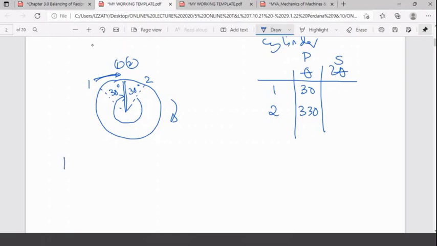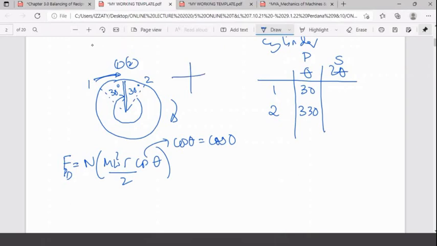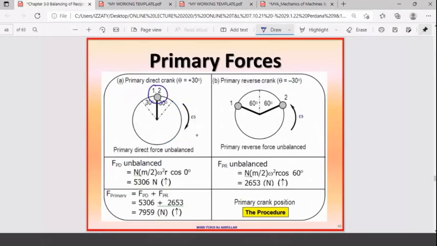Same thing. The equation is F equal to, and this one is primary direct, M omega square R cos theta divided by 2, not to forget divided by 2. What is cos theta to us? Cos theta is equal to cos 0, because we located this one at 0 degrees. It becomes 1. You have all the numbers, and finally you'll be getting it as such. Understand me or not?